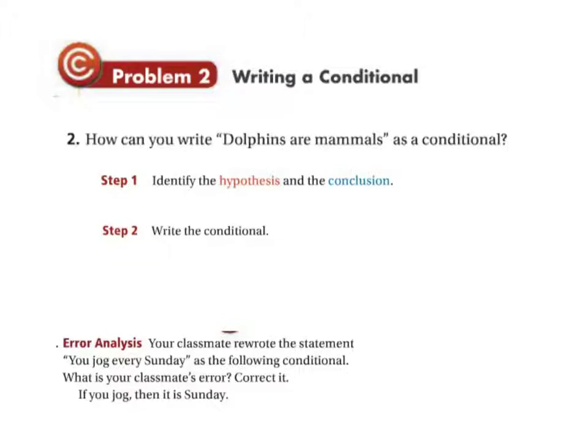How can you write "dolphins are mammals" as a conditional? Okay, so this one is not written as an if-then statement. When they say to write it as a conditional, you put the if and the then in there to separate it. First thing you have to do is identify the hypothesis. The hypothesis is that I have a dolphin here. The conclusion is I'm saying that it's a mammal. Then we're going to write it with an if-then.